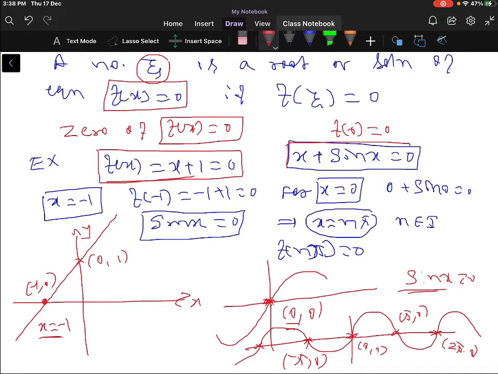So geometrically we know that a root of the equation f of x equal to 0 is a value of x at which the graph of y is equal to f of x crosses the x-axis, crosses the real line.